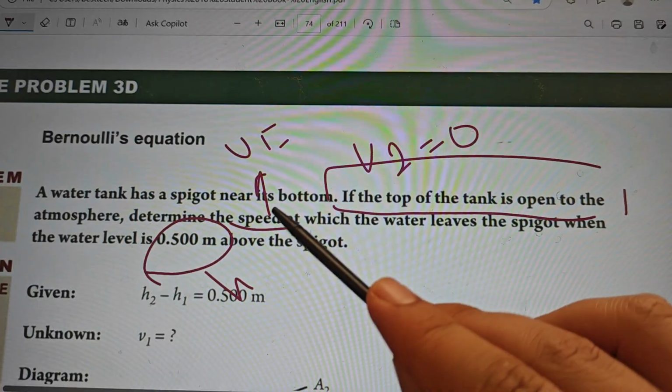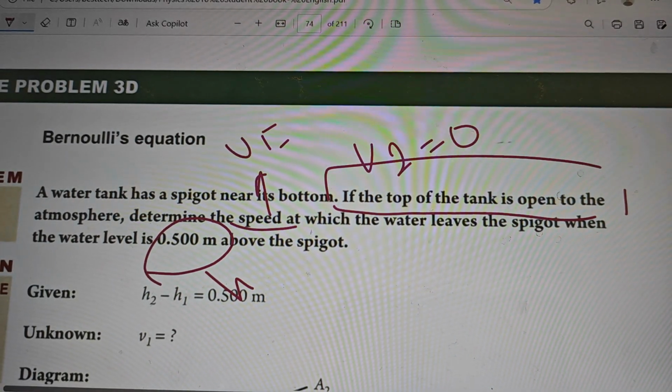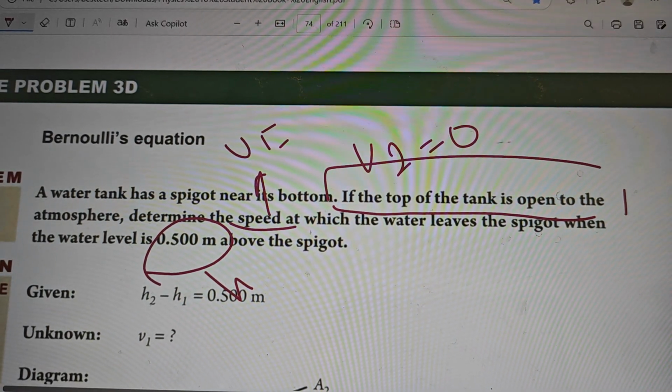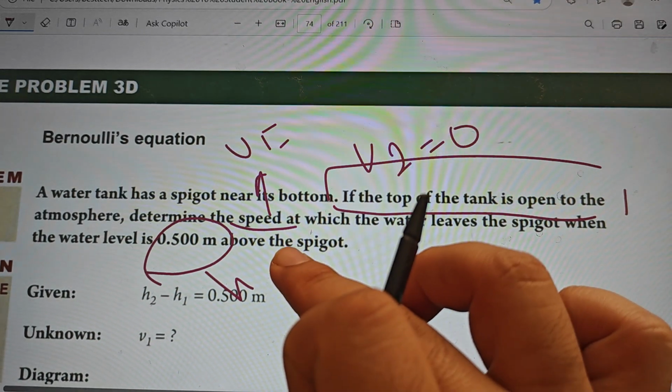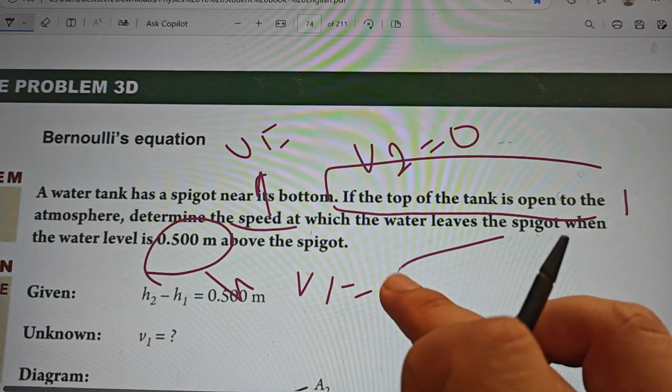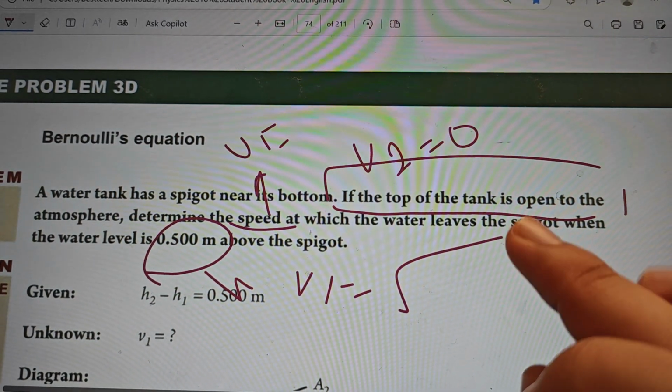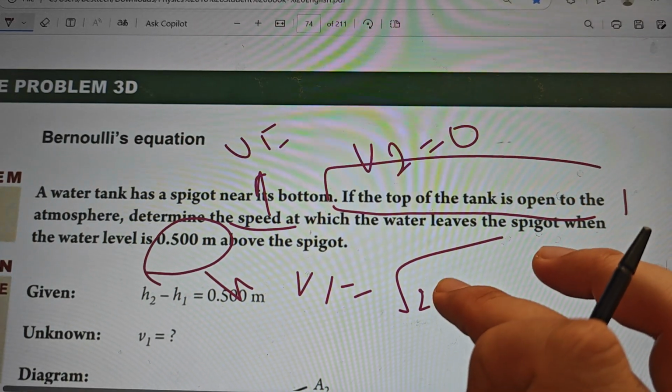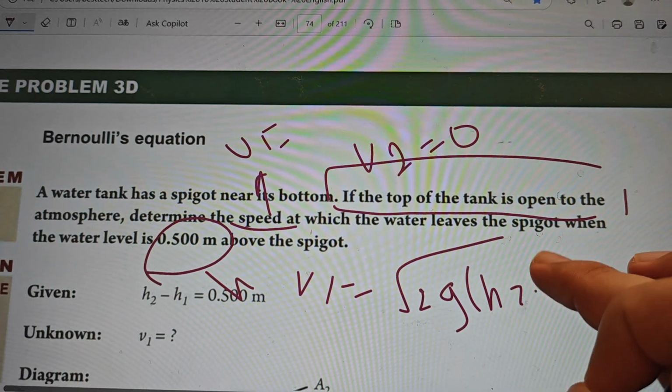So, find the first speed. Easy. I told you the rule. v1 is equal to the square root of 2g times (h2 minus h1).